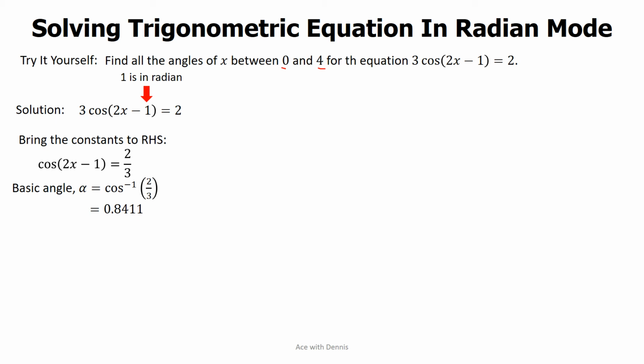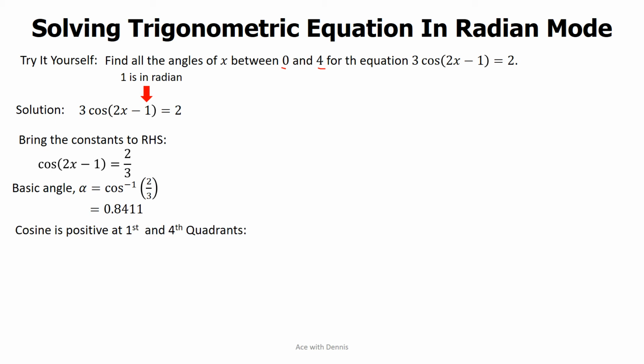You need to make sure that your calculator is in radian mode before you calculate the answer. Or if your calculator is in degree mode, the calculator will give you the answer in degrees. You can convert it to radian by taking the angle in degrees and multiplying it by pi divided by 180 degrees.